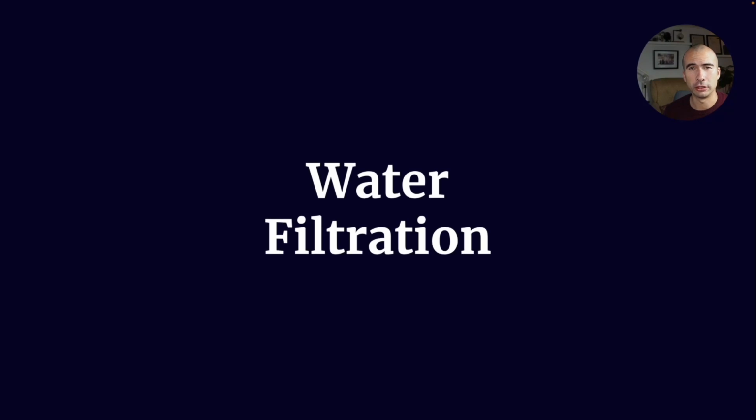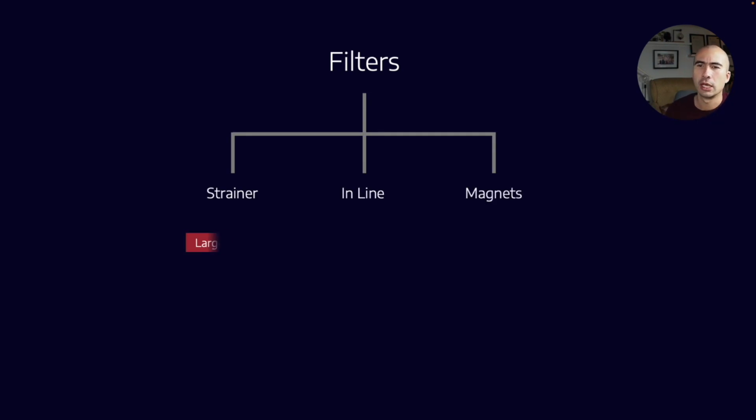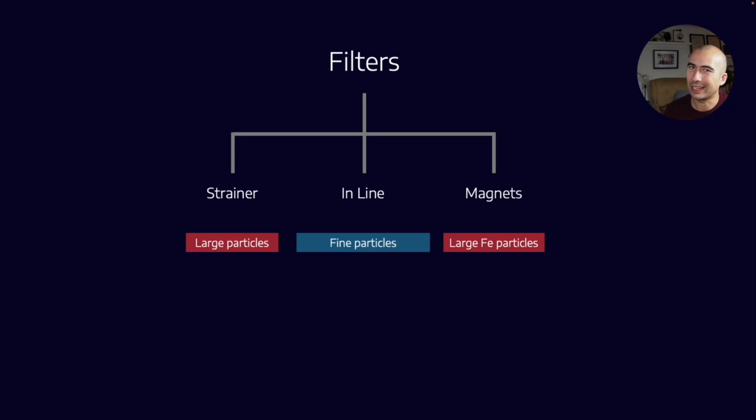Let's talk about water filtration. So we know, for example, that there are a number of different types of filters. We've been through this in other modules. So you've got strainers, which are designed to capture large particles, magnets for iron or nickel-based particles, and then you've got inline filters, which are designed for fines.